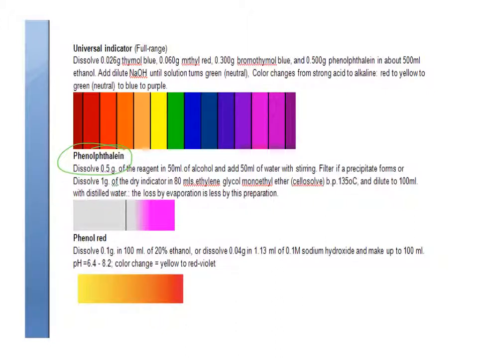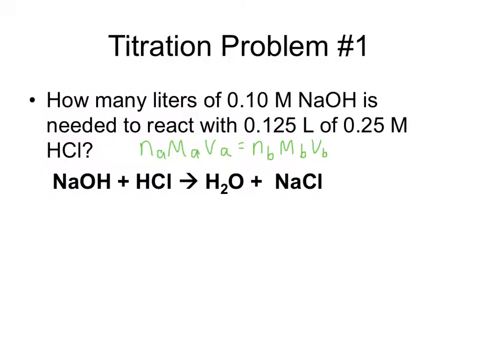You really want to focus in on an indicator that is one color as an acid, such as phenolphthalein. It is clear in an acid and pink in a base. Or like in phenol red, it's yellow as an acid and red as a base. Let's go ahead and take a look at a couple titration problems.